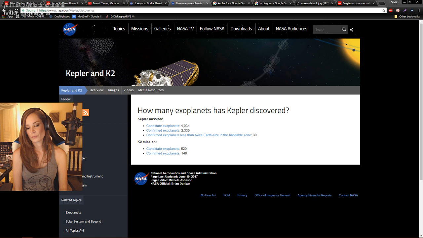Kepler-10 was the first rocky planet that Kepler discovered. That planet orbits once every 20 hours. So it has less than a 1-day orbit around its host star.